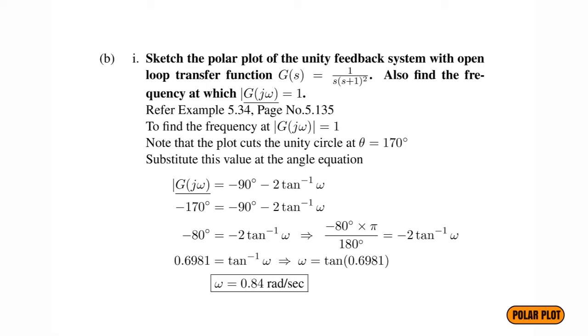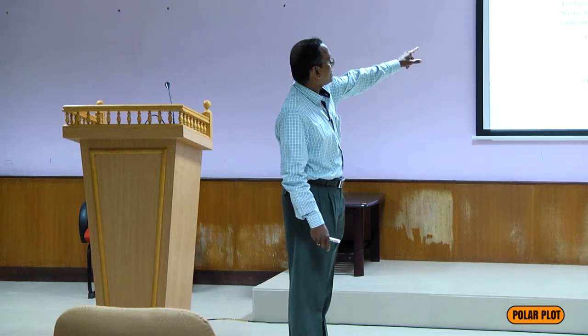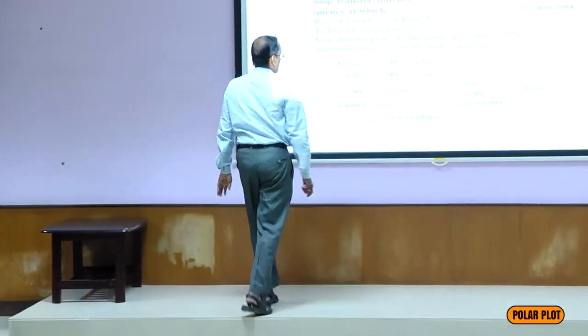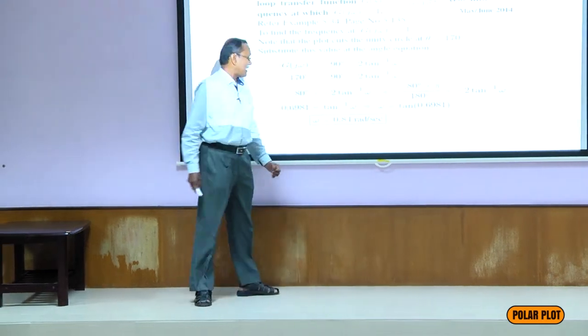So this is the idea of how to find omega. Directly we cannot find omega from the plot. That's why we have to use either the modulus of G(j omega) or the angle of G(j omega) to find omega. Here, if modulus of G(j omega) equals 1, it is better to use the angle. That's why we use the angle to find omega. So omega is 0.84 radians per second.